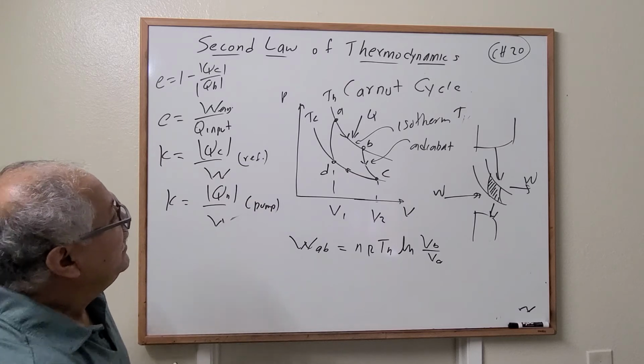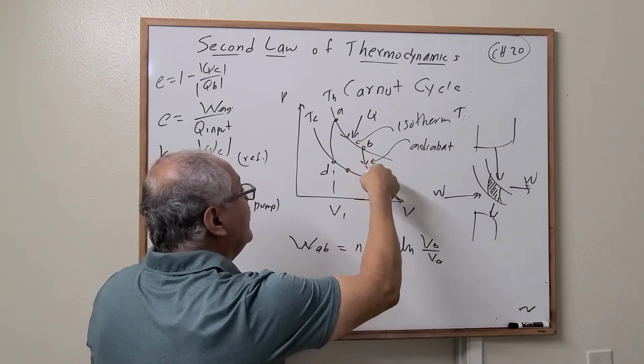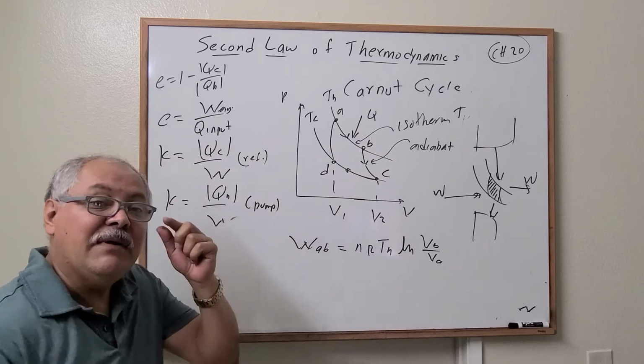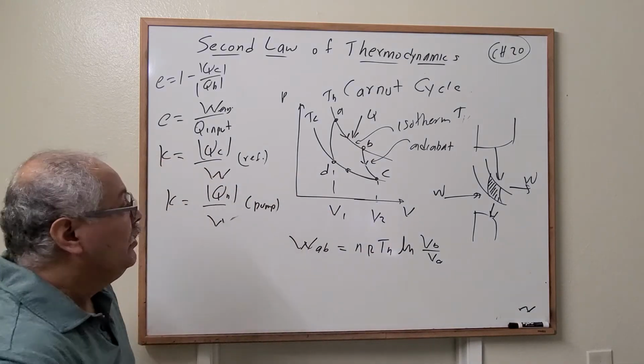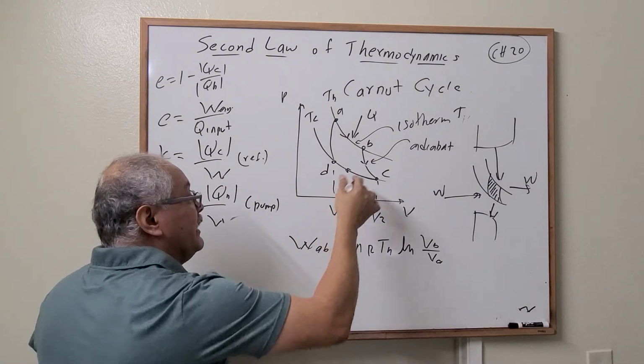Perfect. What about the work from here to here, from B to C? In this case we have an area, but also we know the formulas for that part, right?